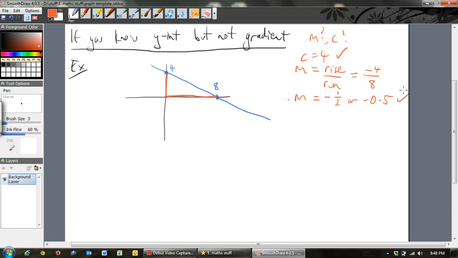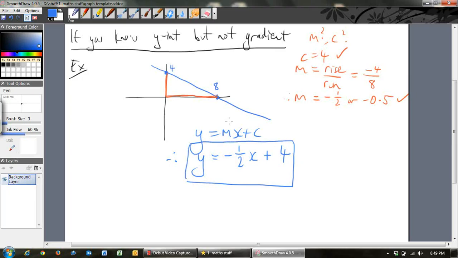Okay, so that's the gradient. That's good. So we know c and we know m. Now we can write down the equation of the line. So if you remember, and please remember this, you'll be doing it all the time, y equals mx plus c. Therefore, our equation here, y equals, put in your value of m is equal to -half. So I'll just write that as -half. Could write it as -0.5, that's fine. -half x plus, what was our value of c? 4. And that is the equation of the line. That is the relationship between x and y here. And that's how you do that when you're given that.